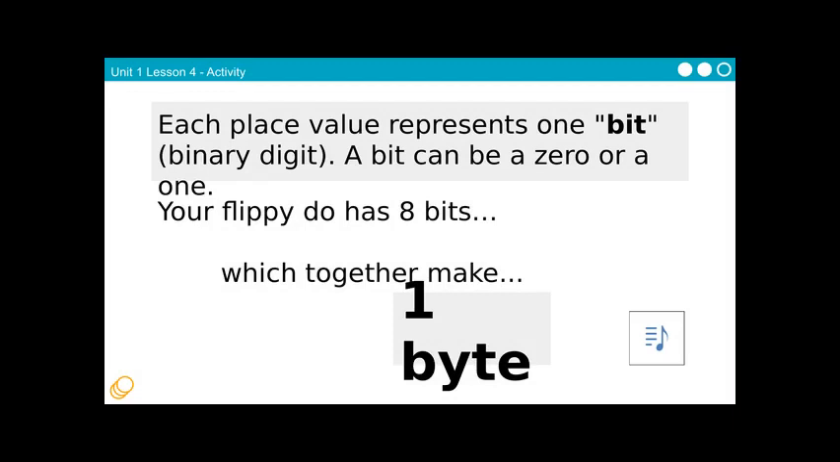Each place value represents 1 bit, which is short for binary digit. A binary digit can be a 0 or a 1. Your Flippy-Do has 8 bits. Together, 8 place values or bits make up 1 byte. Since computers represent information digitally, the lowest level components of information are bits.